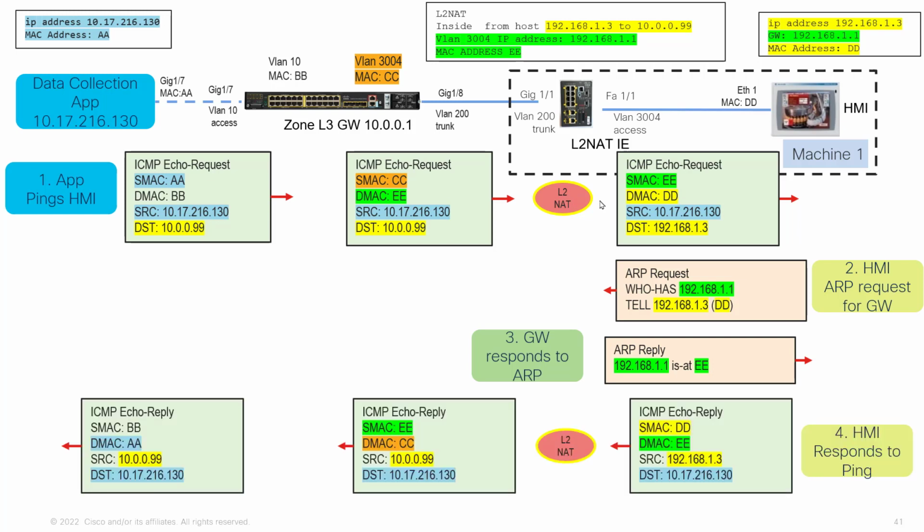And now the HMI can respond to the ping. It sends the request to the IE switch, which is its gateway, with its own source IP address. The IE switch will now route it, and you can see that the source and destination MAC addresses have changed to EE and CC respectively. The source IP address has been translated to the HMI machine's 10.0.0.99, and the destination IP address has not. And then, of course, the zone switch will route this to the data collection app.